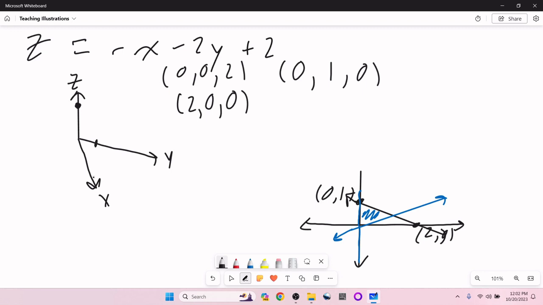Hold on. Let me make sure I'm doing this right. Sorry, the z should be a negative 2, shouldn't it? Yes, that was the trick. Okay, no, it shouldn't. What am I talking about? No, I guess that's all right. Okay. All right, so can I draw this?